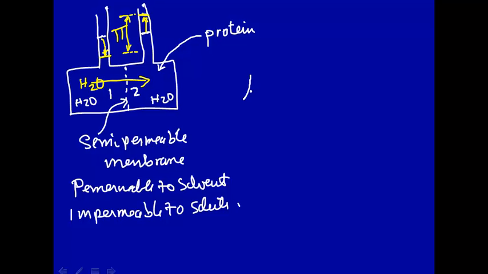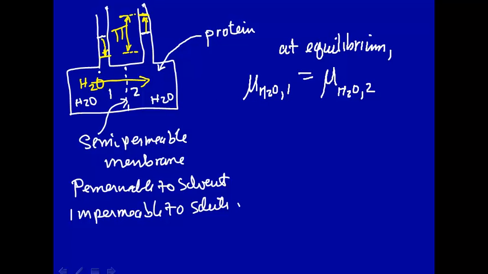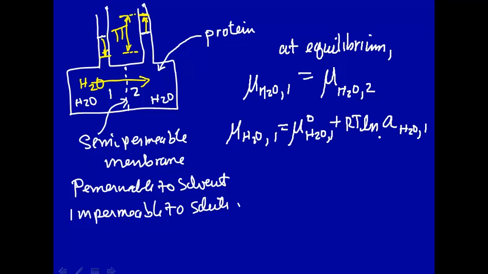So at equilibrium, the chemical potential of water in compartment 1 is equal to the chemical potential of water in compartment 2. So let's look at the chemical potential in compartment 1 over here. The chemical potential of water in compartment 1 is the standard state chemical potential of water in compartment 1 plus RT times the natural log of the activity of water in compartment 1. There's no extra hydrostatic pressure difference here. The activity of water on this side will just be 1. It's the pure substance. There's nothing over here.